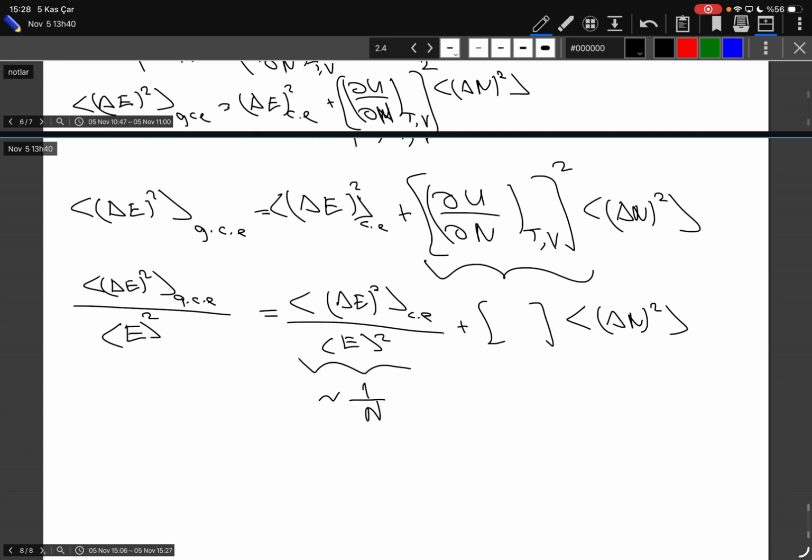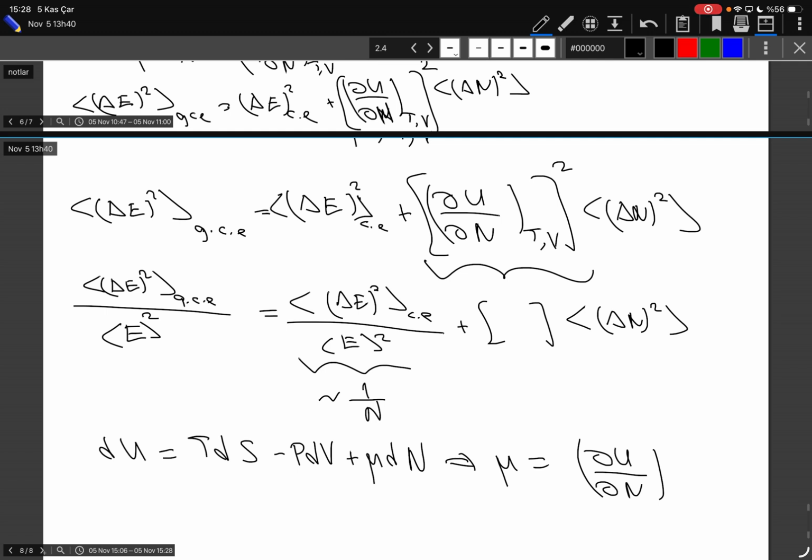You see, dU is T dS minus P dV plus mu dN, which tells me that mu is del U by del N, almost that derivative over here, but in this derivative I have the entropy and V constant, not the temperature. That's why it's not the chemical potential. But it is intensive. It doesn't change with the size of my system. And there is no reason for it to diverge. It will be some finite number.